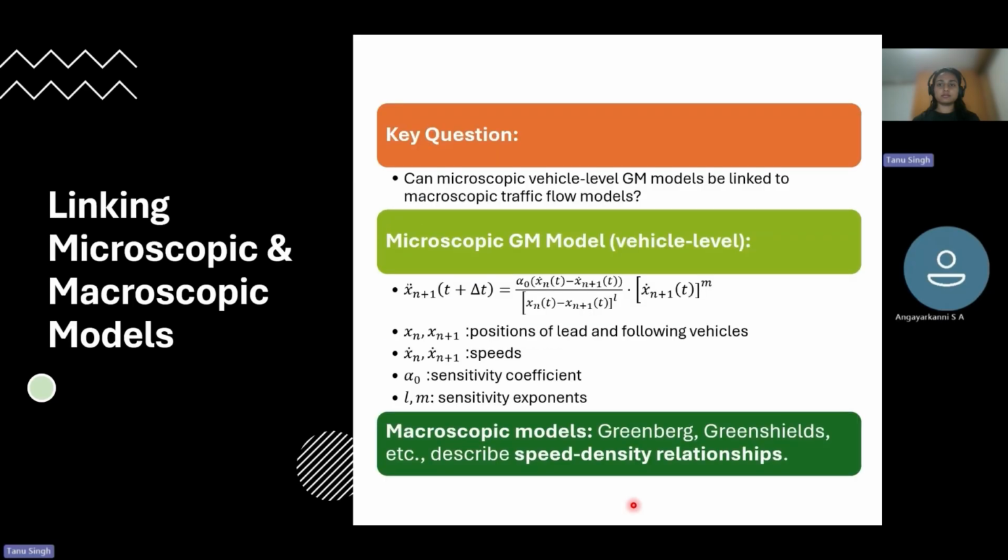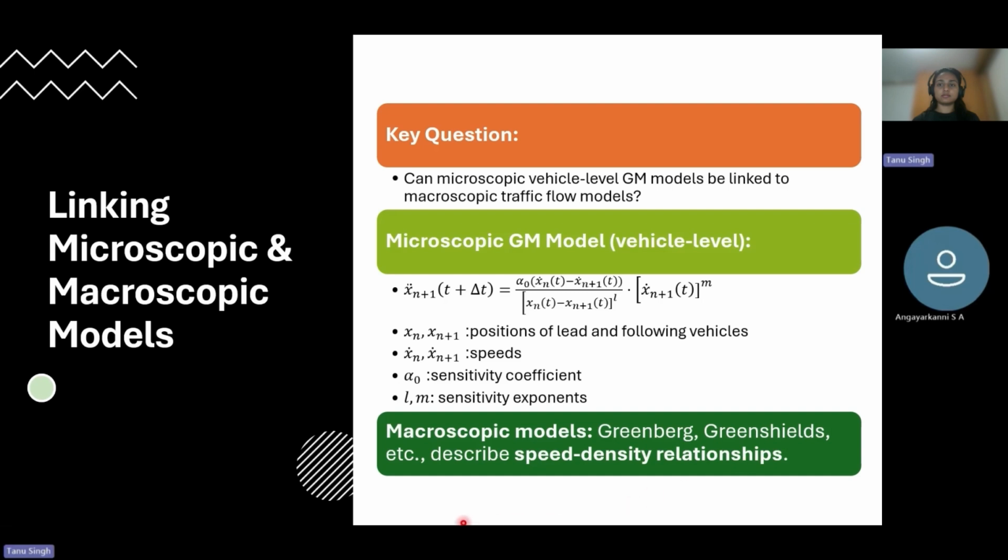Now coming to linking microscopic and macroscopic models. Here the key question is, can microscopic vehicle level models like General Motors car following models be linked to the macroscopic traffic models that describe speed, density and flow that we have already discussed in the previous lectures. On the microscopic side, the General Motors or GM model tells us how a following vehicle reacts to the lead vehicle based upon the relative speed and the spacing.